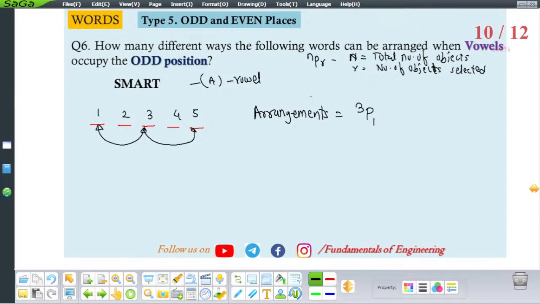So what are the arrangements? Vowels occupy the odd positions. These are the odd positions 1, 2, 3. So the total number of objects means 3 odd positions. And how many vowels do we have to fix? The number of objects is only 1. A is the vowel. Among the remaining, how many consonants are there? Consonants S, M, R and T. These are the consonants. The 4 consonants will be arranged based on the 4 factorial value.